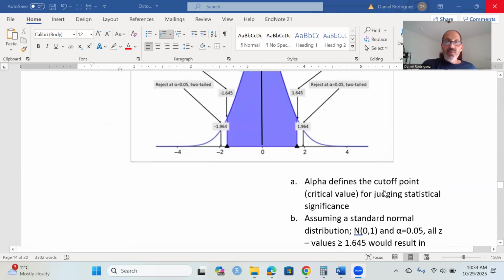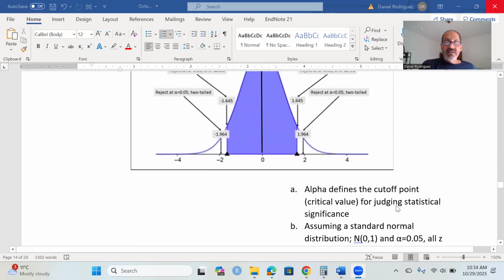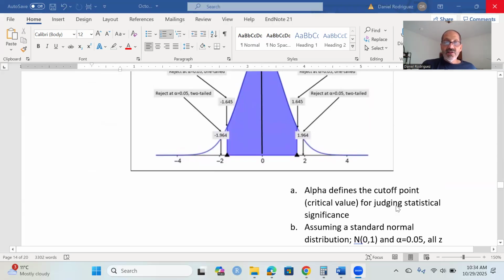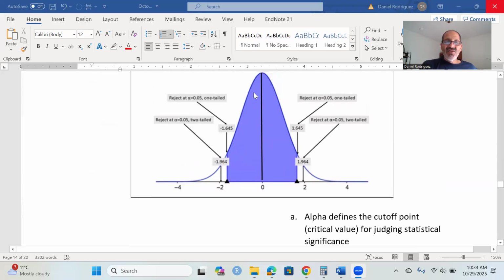Alpha defines the cutoff point, the critical value for judging statistical significance. Again, it's a probability of a false positive result, but we have to translate that into a figure. For instance, if our alpha here is 0.05, two-tailed, that means it could be, we'll talk about that in a second, either side of the mean. Anything within this purple area here we're confident belongs to our population. Anything outside of these lines, which are defined by our alpha, we're not so confident belongs to our population.